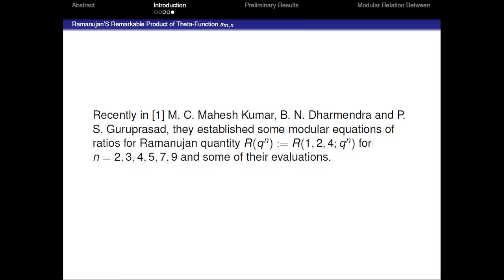Recently, Mahesh Kumar, Dharmendra B N and Guru Prasad established some modular equations of traces of the Ramanujan quantity r(q^n) equal to r(1,2,4;q^n) for n equal to 2, 3, 4, 5, 7, 9, and some of their evaluations.